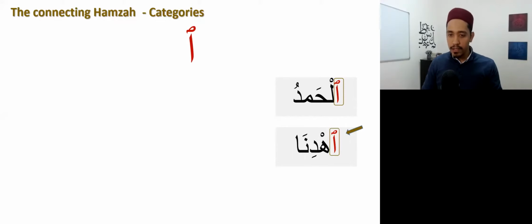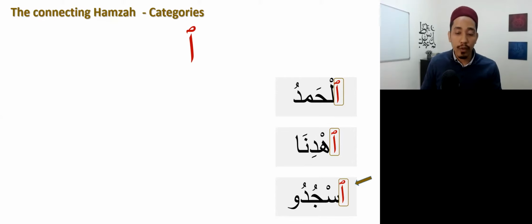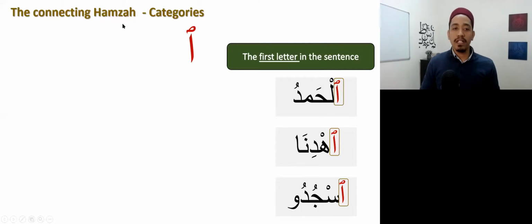Again, here's another example. The connecting Hamza is again the first letter in the sentence. There is no letter before the connecting Hamza. Final example in this regard, the connecting Hamza is again the first letter in the sentence. There is no letter before the connecting Hamza. This is going to be one category. It's very simple, right? But you have to learn it like this.